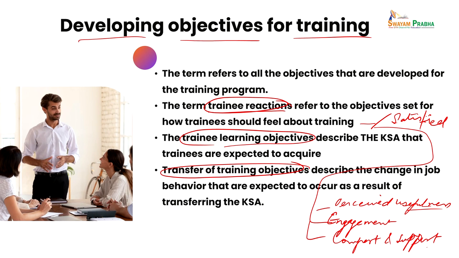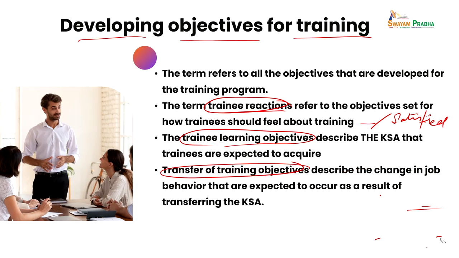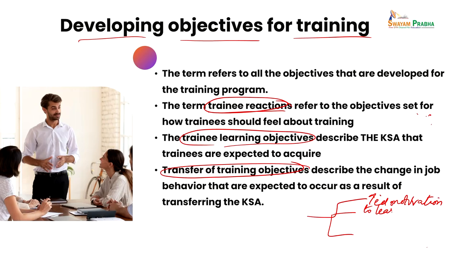Evaluating training reactions helps trainers and organizations assess the effectiveness of the training program. Positive training reactions are generally associated with increased motivation. So if you have positive training reactions, they can be directly related to increased motivation to learn. Then they would be more satisfied, and definitely it would lead to better learning outcomes after the training is delivered. So this was about trainee reaction.